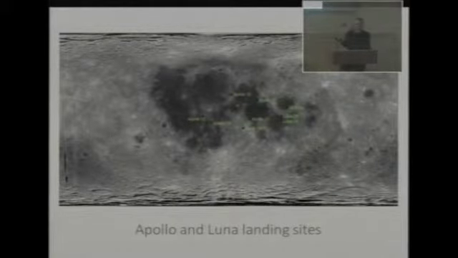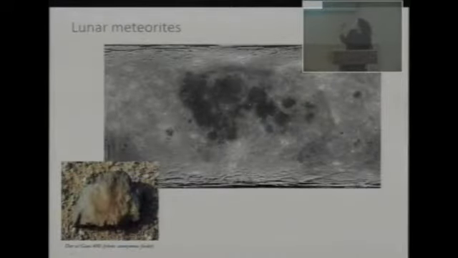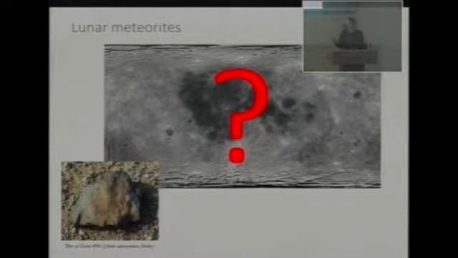Here in an image are the Apollo and Lunar samples. As we can see, they are all from a very restricted area. So we have practically no clue what's going on in the other parts of the moon. That is what my work is about.